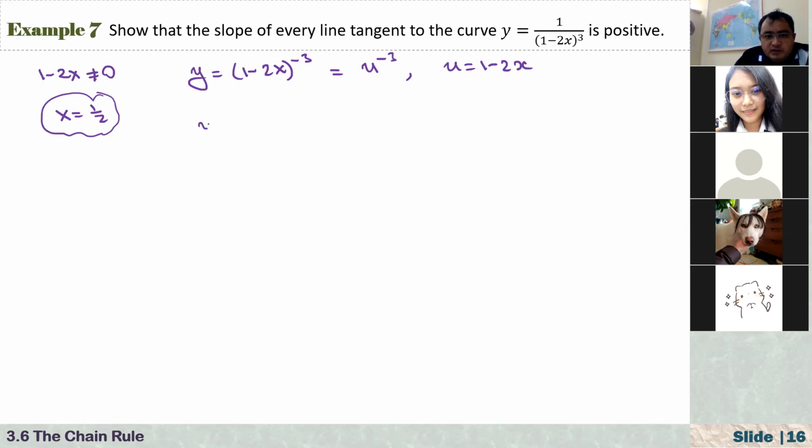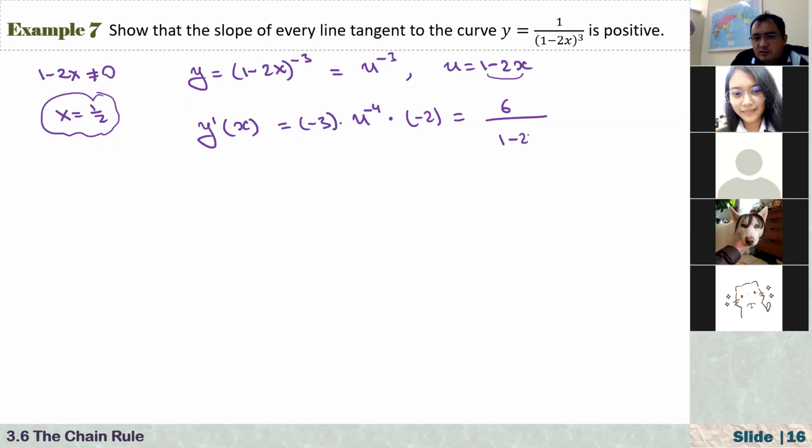So now, what is y prime with respect to x? That's equal to the power comes to the front. Here we have negative 3 times u to the power of negative 3 minus 1, minus 4, times du dx. If you differentiate this, that's equal to negative 2, which is equal to negative 3 times negative 2. It is 6 over u to the power of 4. What is u? U is 1 minus 2x, to the power of 4.